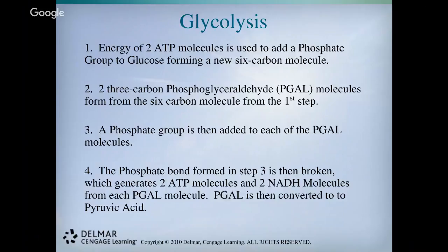It goes through a couple steps, but the biggest thing that happens is this glucose molecule that was made from photosynthesis is broken down, and it's made into a couple different molecules along the way, this PGAL, and then it essentially turns into pyruvic acid. Pyruvic acid is then used to get into the Krebs cycle. So think of glycolysis as breaking down glucose. It's the first part of cell respiration. Any questions about this?